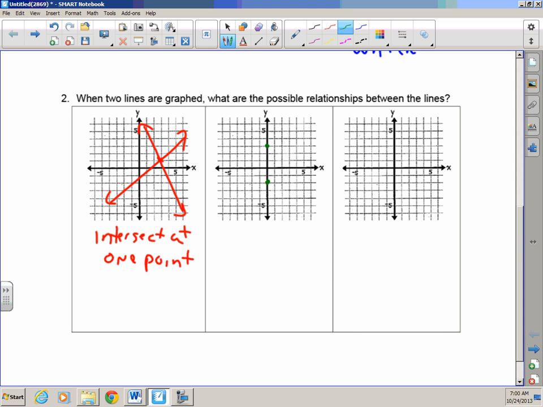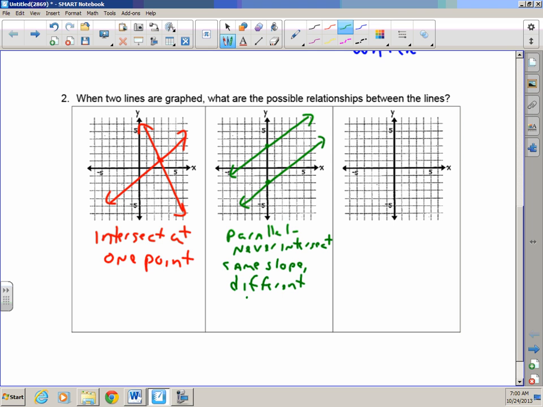Another situation is that the lines are parallel, which means they never intersect. If you think for a moment, if lines are parallel, that means they should have the same slope, but a different, and it's with a D, not a B, different y-intercept.